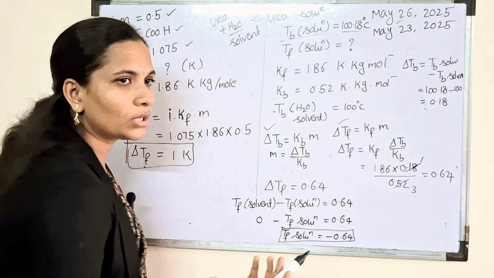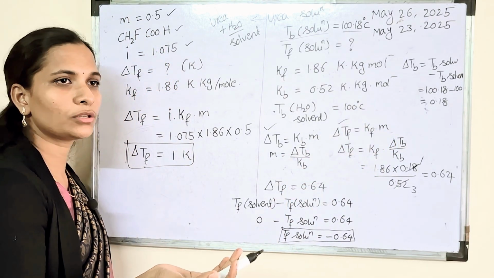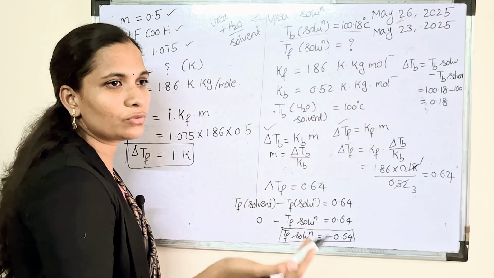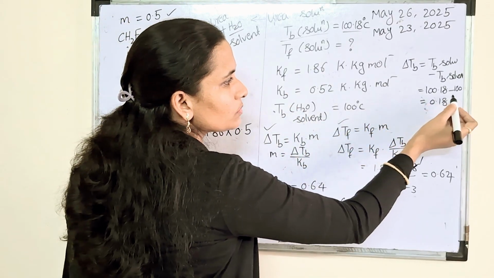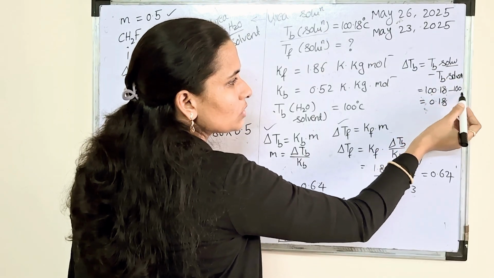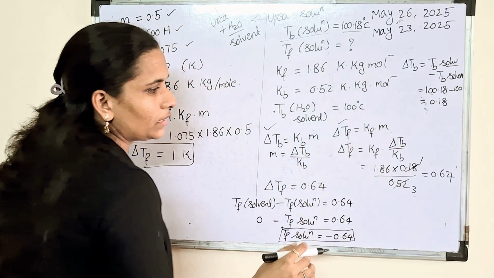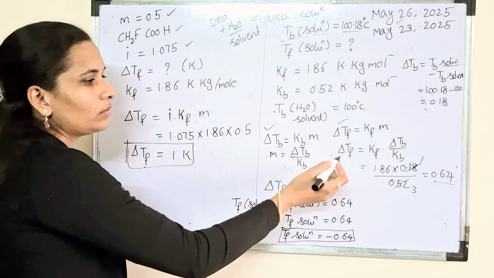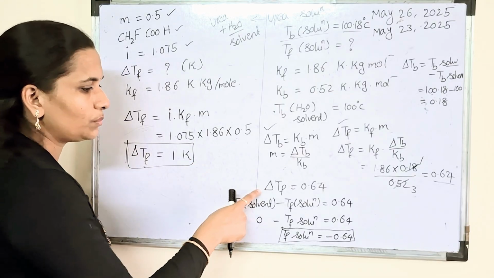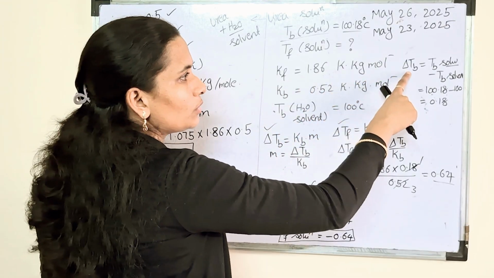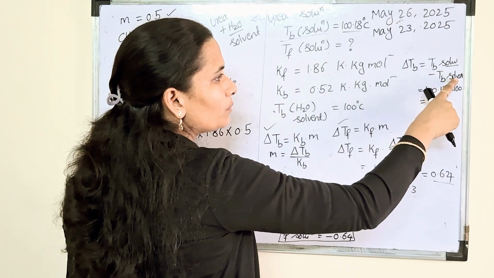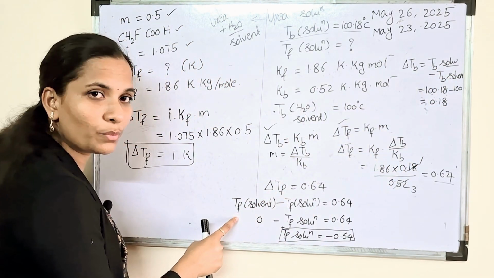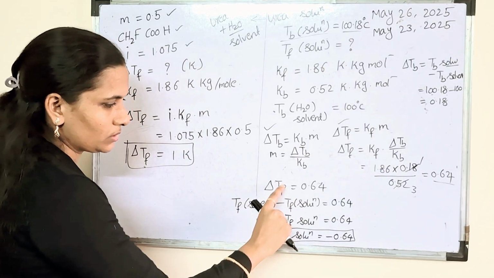Now the Kf value is given and the Kb value is also given. Delta Tb, how to calculate? That is elevation. Elevation means initially pure solvent, after adding the urea its boiling point is increased. So solution boiling point minus solvent boiling point gives the delta Tb. If you substitute the total values, you will get 0.64, that is the delta Tf, which means depression in freezing point. Elevation in boiling point is solution boiling point minus solvent boiling point. Depression in freezing point is solvent freezing point minus solution freezing point. You will get this delta Tf.